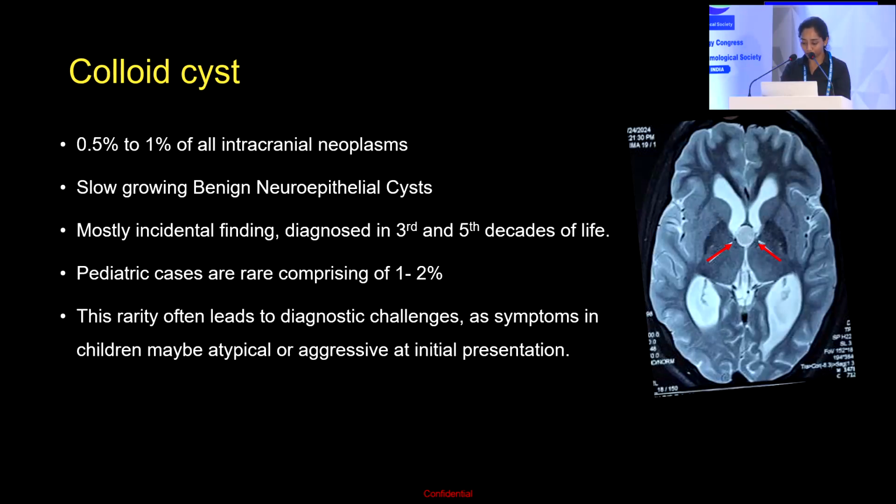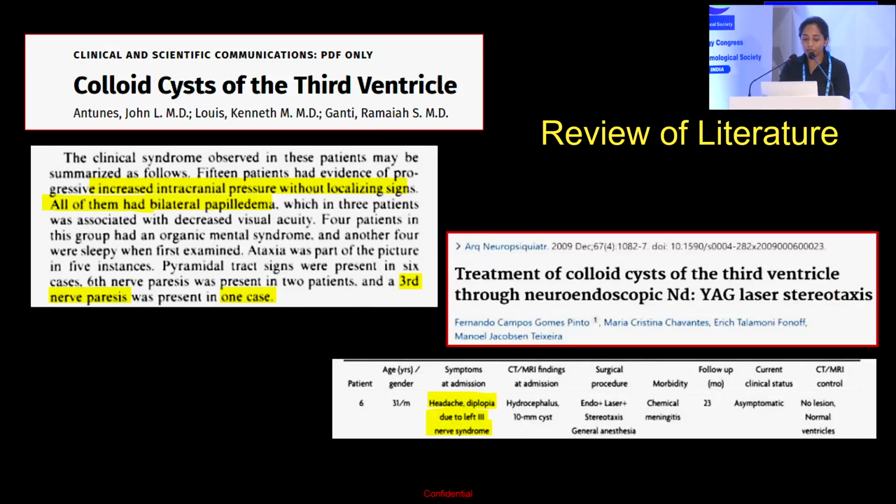aggressive initial presentation. In a case series published in 1980 of 33 cases, all of them had bilateral papilledema, and 15 of them presented with progressive symptoms of increased intracranial pressure without localizing signs. Among them, one patient presented with third nerve paresis. And in another case series, a patient presented with headache and double vision due to third nerve palsy as the initial presentation.